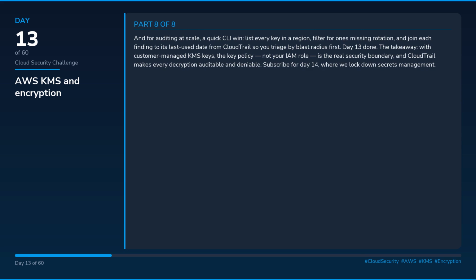And for auditing at scale, a quick CLI win: list every key in a region, filter for ones missing rotation, and join each finding to its last use date from CloudTrail so you triage by blast radius first. Day 13 done.